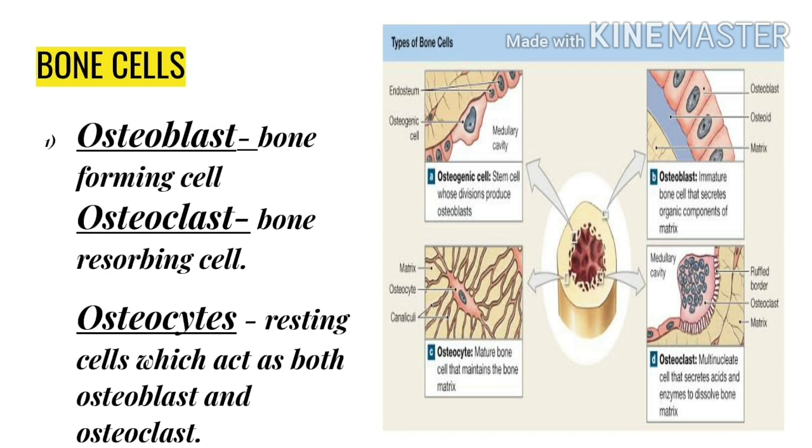These cells are rich in alkaline phosphatase, glycolytic enzymes and phosphorylases. Osteocytes are mature bone cells which vary in activity and may assume the form of osteoblast or osteoclast. It is a resting cell which acts as both osteoblast and osteoclast. And osteoclasts are multinucleated cells concerned with bone resorption.